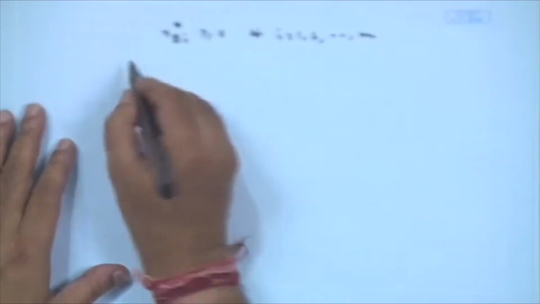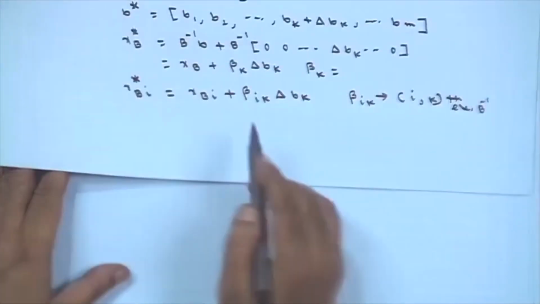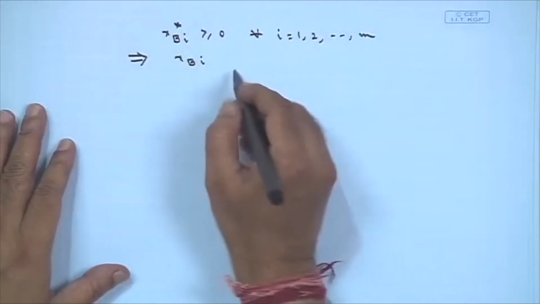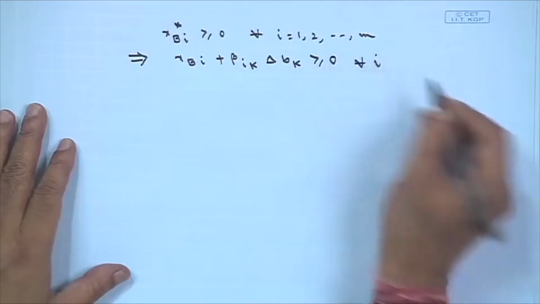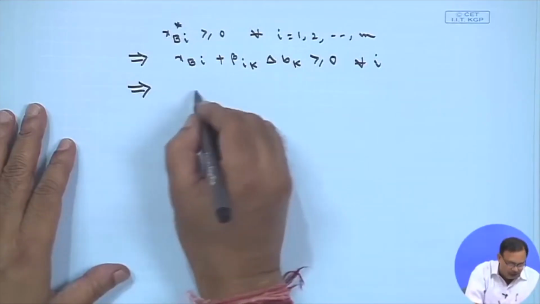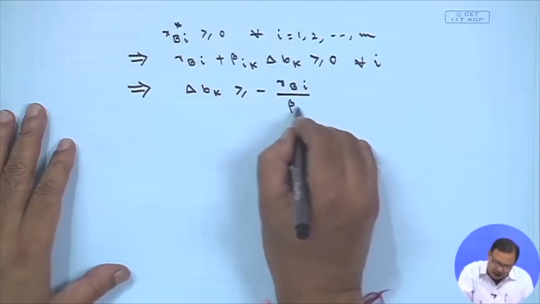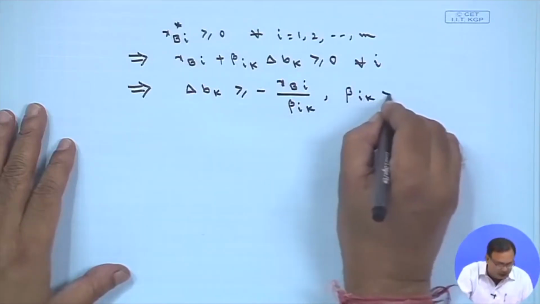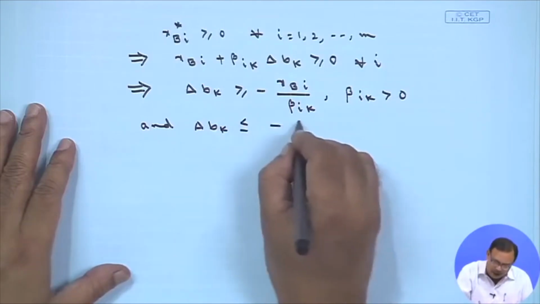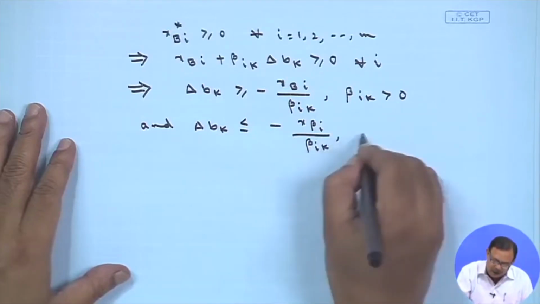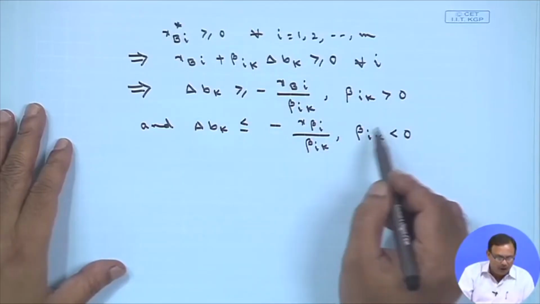So, x_Bi star is greater than or equal to 0, which implies, by substituting the value of x_Bi star from the earlier expression, x_Bi plus beta_ik into delta b_k is greater than or equal to 0 for all i equals 1 to m, which implies again I can write down delta b_k is greater than or equal to minus x_Bi by beta_ik whenever beta_ik is greater than 0, and delta b_k will be less than or equal to minus x_Bi by beta_ik whenever beta_ik is less than 0. So, from this expression I can write down these two conditions, one for beta_ik greater than 0 and one for beta_ik less than 0.